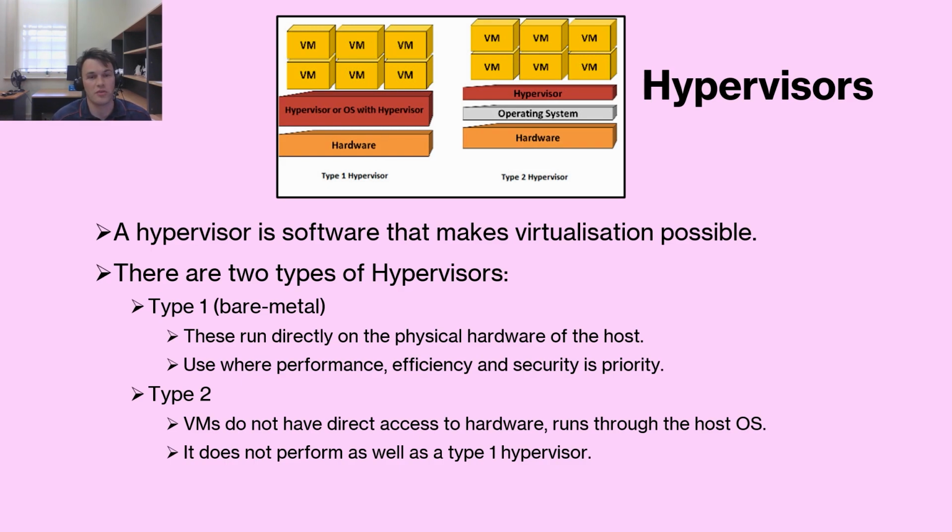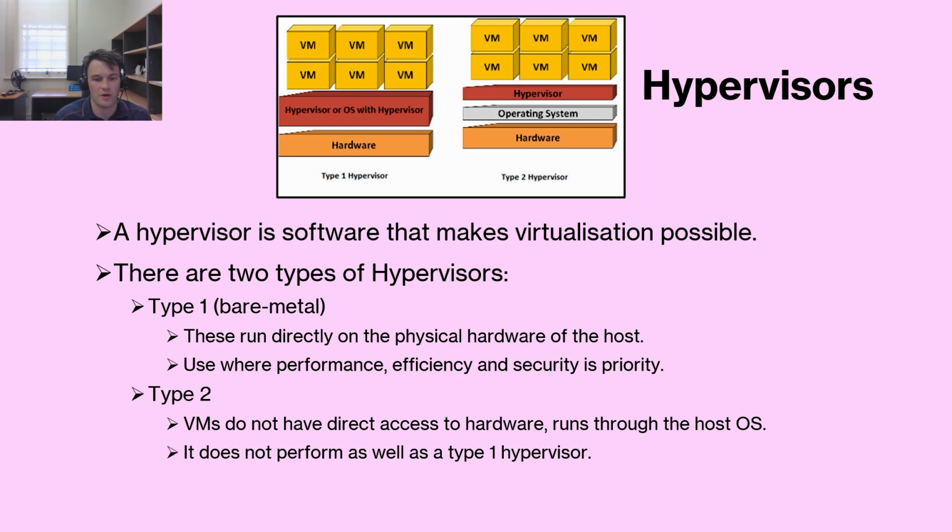So performance is much better with a Type 1 hypervisor. It's much more efficient, and security is also better. Now a Type 2 hypervisor is not as good as a Type 1 hypervisor. You don't get direct access to the hardware. It has to run through the host operating system, which can introduce some latency and may not be as secure.